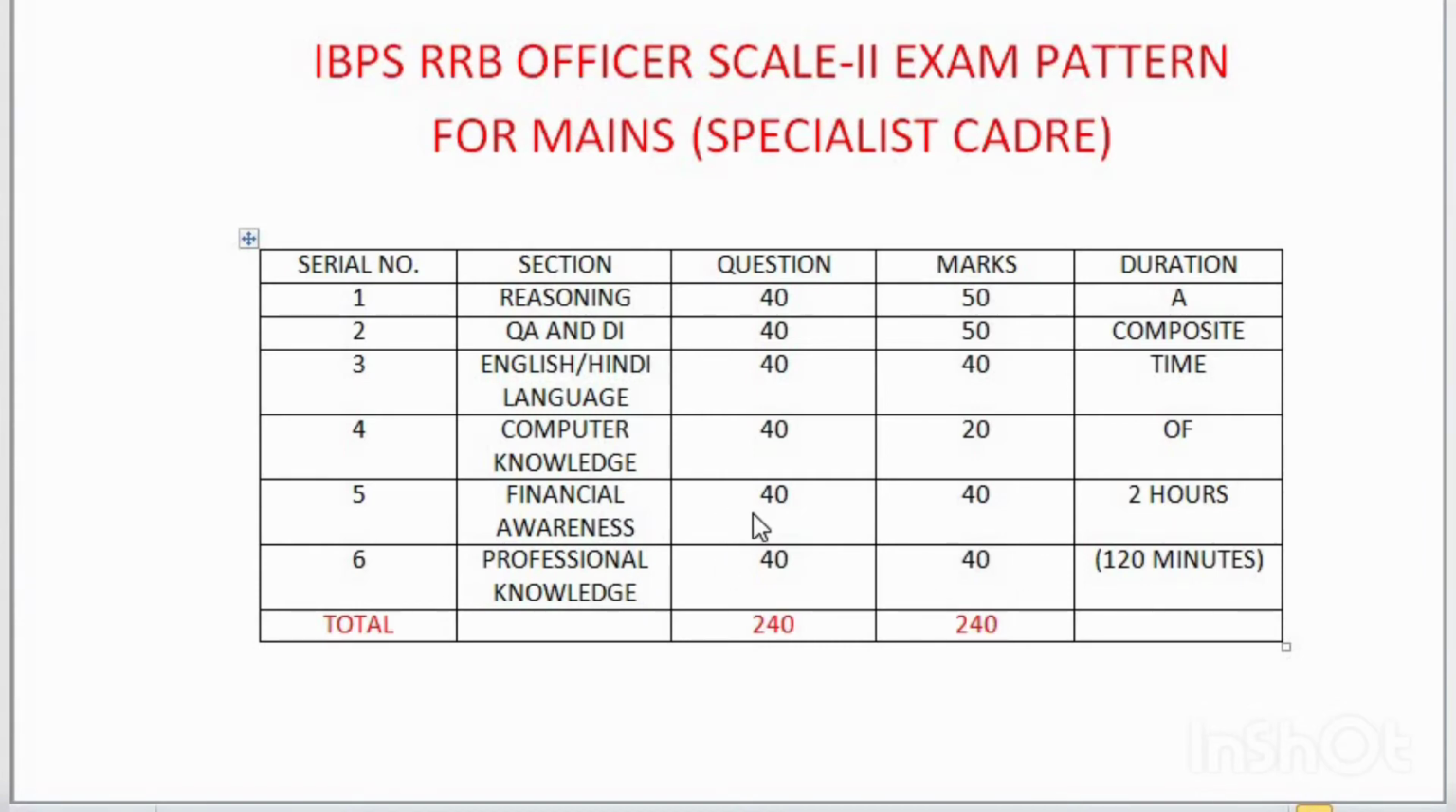Financial awareness also consists of 40 questions of 40 marks, and computer knowledge consists of 40 questions of 20 marks. While English or Hindi language consists of 40 questions of 40 marks, and reasoning and QA and DI both have 40 questions of 50 marks each. You will have a composite time of 2 hours or 120 minutes, and total questions will be 240 and total marks will also be 240. So this is the overall exam pattern for Officer Scale 2 Generalist and Specialist category mains exam.